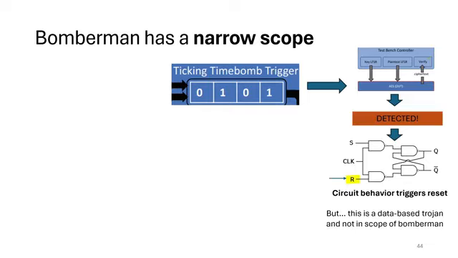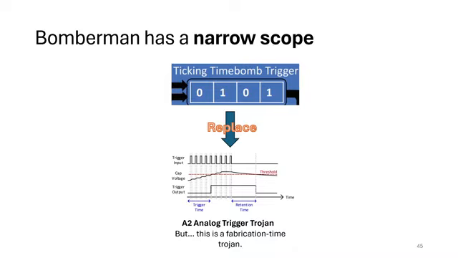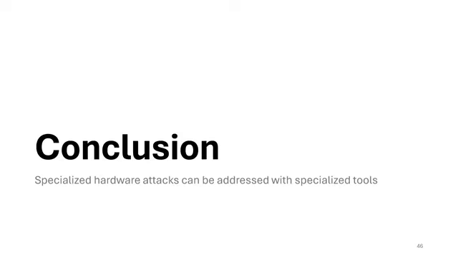You could have a certain behavior trigger reset so that a counter doesn't reach its final value, but a triggering of a reset is data-based. That requires like a certain cheat code. It requires knowledge of the test to know what exactly needs to be detected in order to reset, and so that's data-based, and that's not the scope of Bomberman either. Analog trigger Trojans can be implemented at fabrication time, but in design there's no such thing as an analog trigger. So Bomberman, because it's design time, doesn't relate to that either.